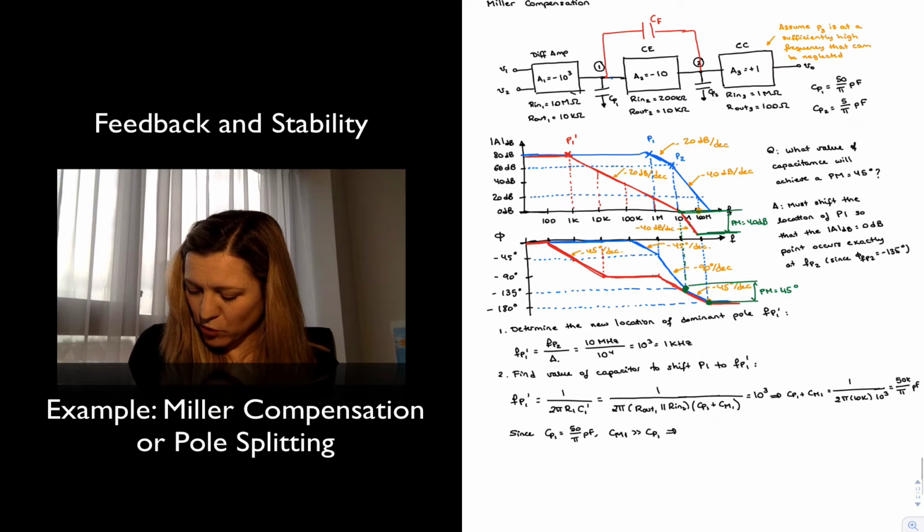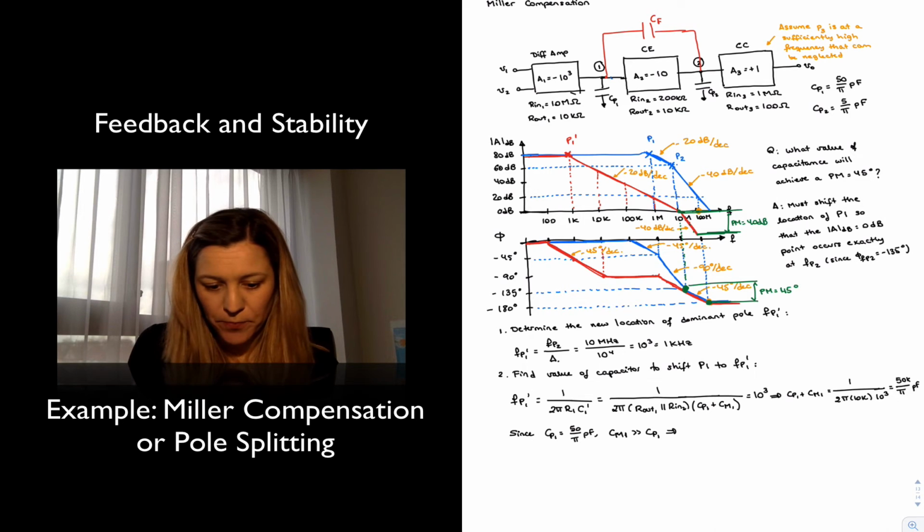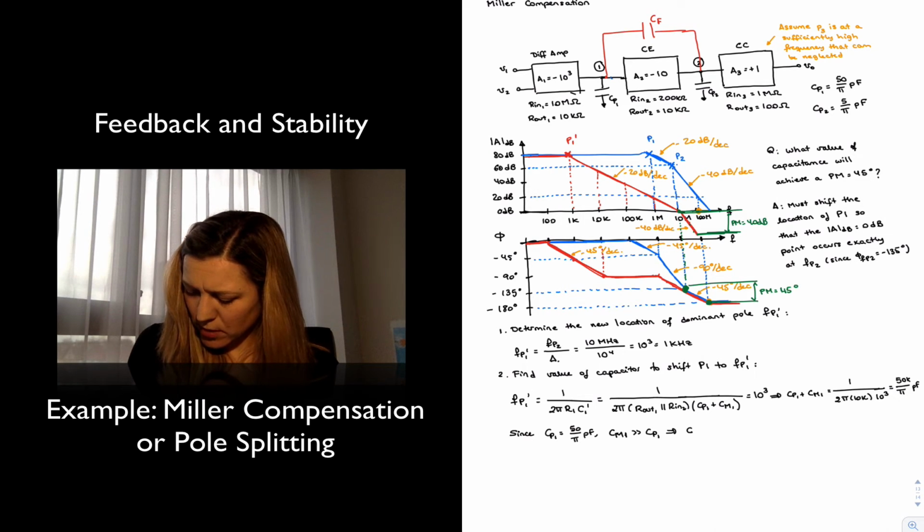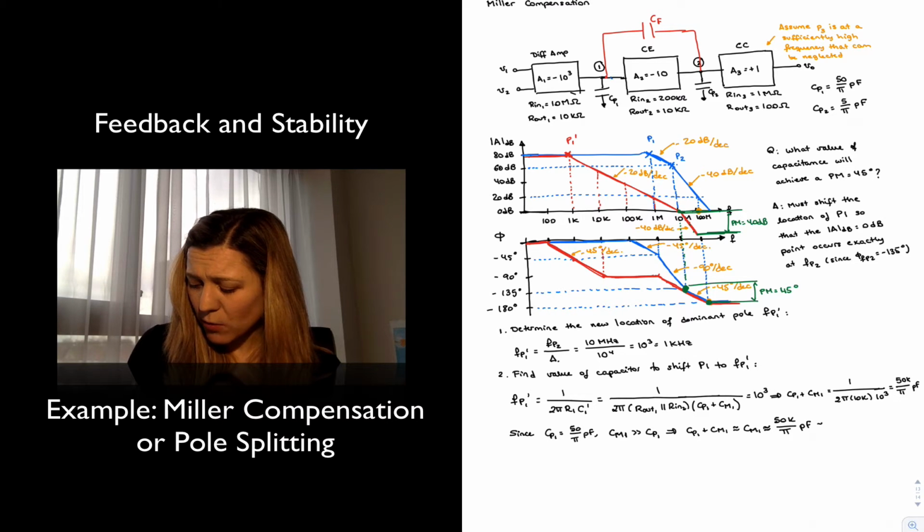Therefore, I'm going to approximate CP1 plus CM1 as being approximately equal to CM1. And so my Miller capacitance at that point is going to be approximately equal to 50K divided by pi picofarads, which, due to the calculations, is around 16 nanofarads. So that's a large capacitor.